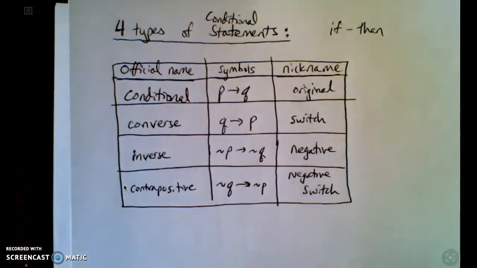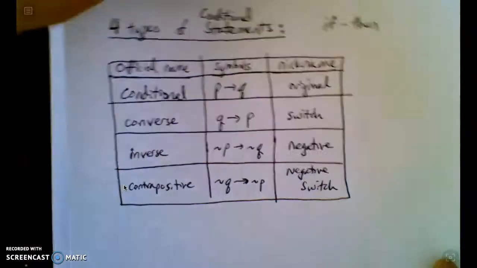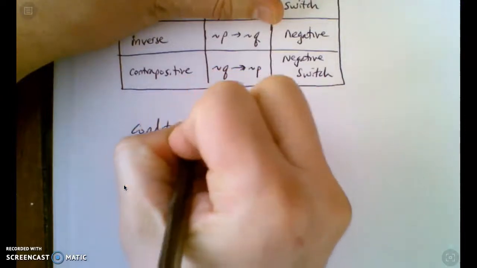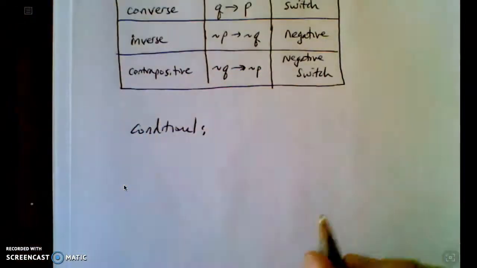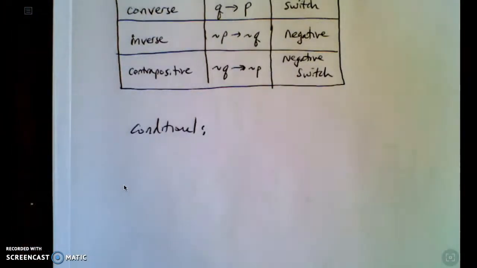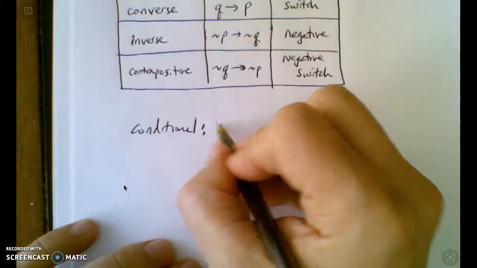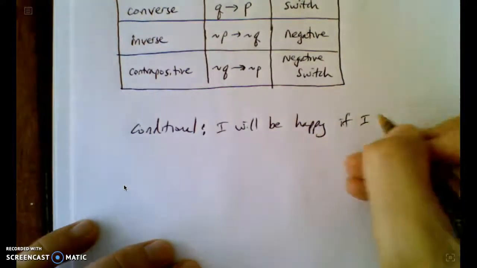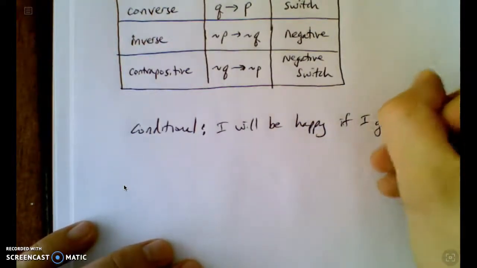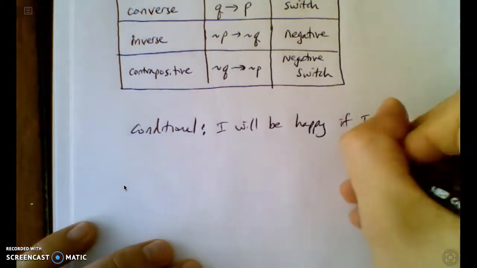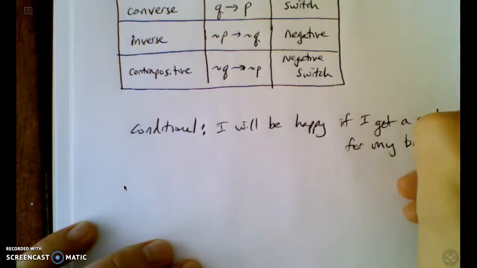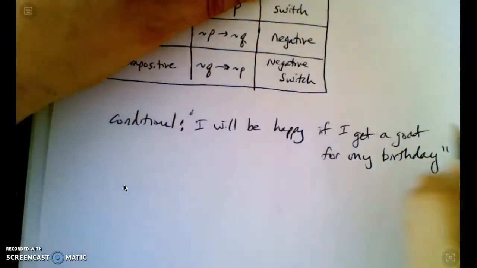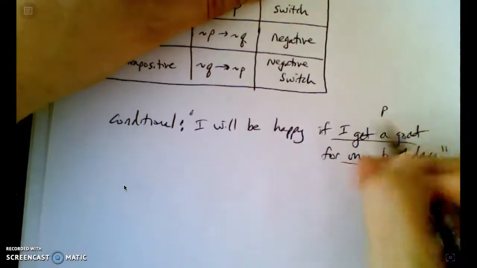So anyway, what the heck does this mean? We're going to actually see what statements look like. So I'm going to write an original conditional statement, okay? So here's a conditional statement. I will be happy, well, actually this is kind of weird, watch. I'll write one in weird order. I will be happy if I get a goat for my birthday. Right? So there's my conditional. Actually, it's in a weird order because the if is right here.